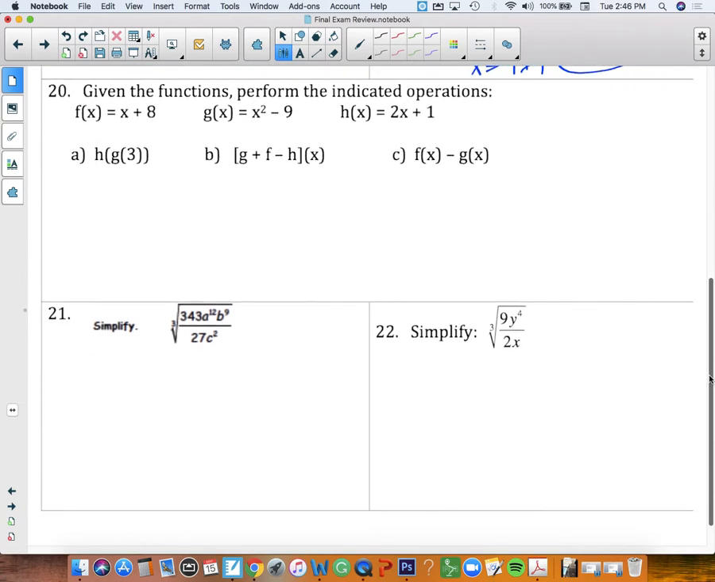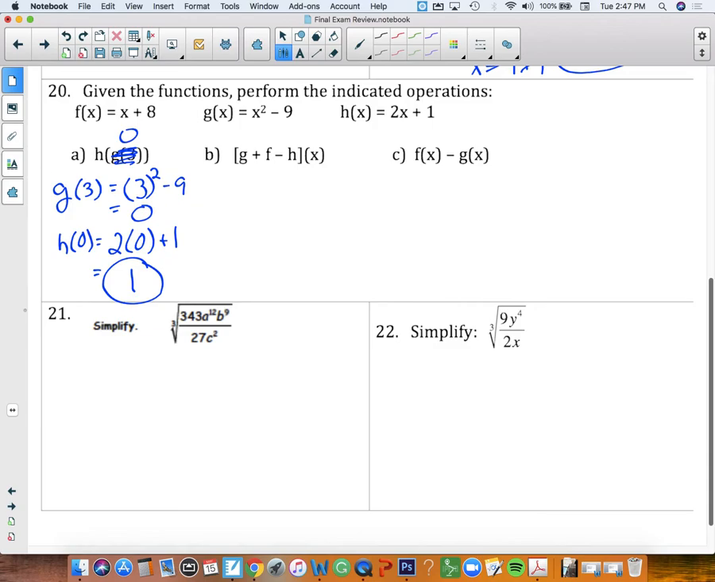All right, given the function, perform the operation. So h of g of 3. So first you've got to find g of 3, which is 3 squared minus 9. It looks like that's going to give us a 0. So then that takes the place here. It's h of 0. So then h of 0 equals 2 times 0 plus 1. That is just going to give a 1. Okay?